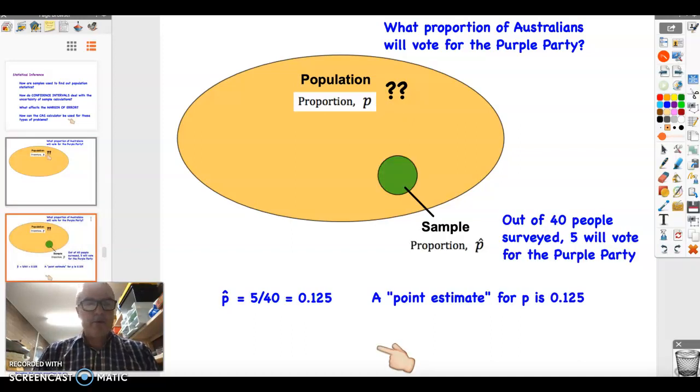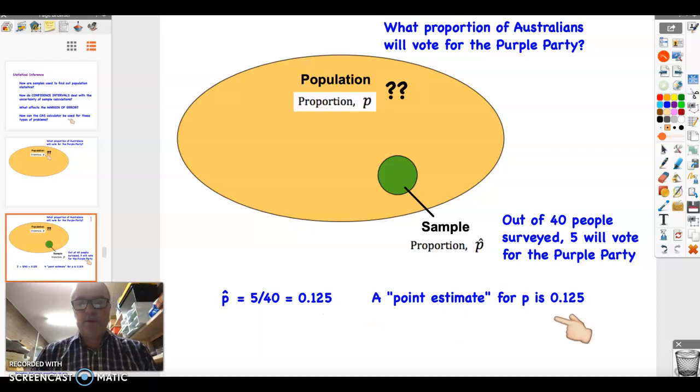And so that's what we would do. We would survey a certain sample of that population. In this case, let's say I've sampled 40 people and they've answered, 5 of them have answered that they would vote for the Purple Party. And so straight away, this gives us a point estimate for the value P, the population proportion. So the sample proportion, 5 out of 40, is 0.125. And so our point estimate for this question is 0.125.